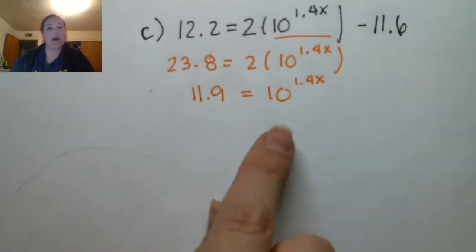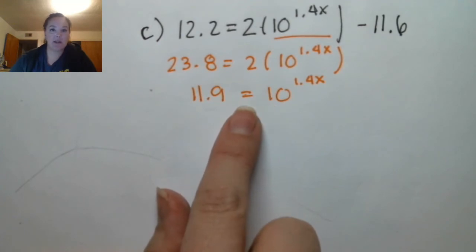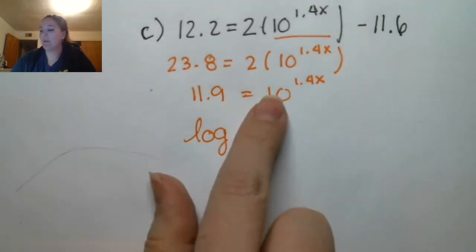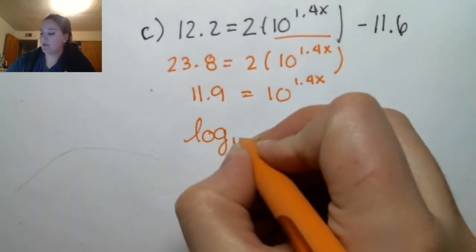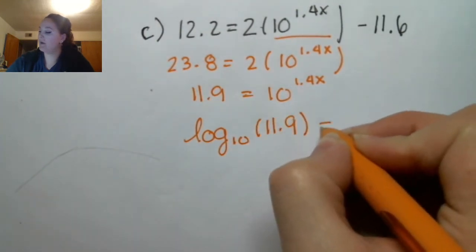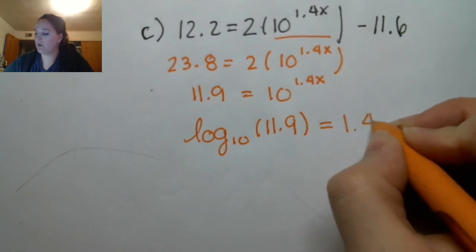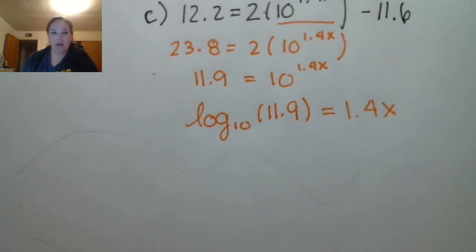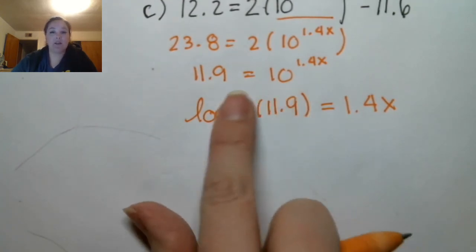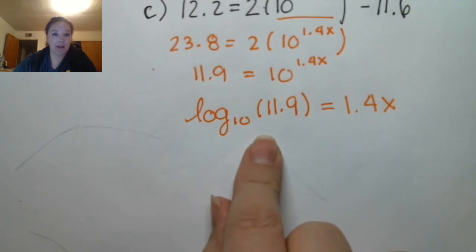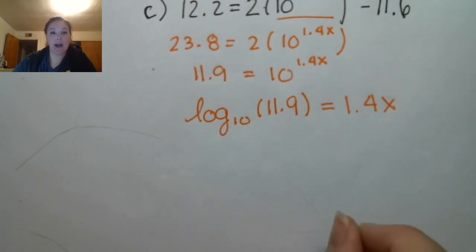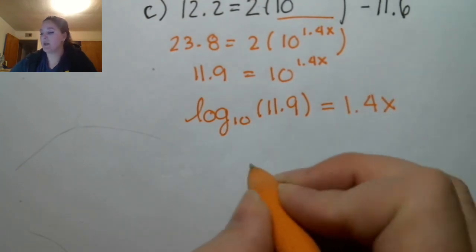Now that we have our exponential isolated, we can go ahead and change to log form. Remember that the base of the exponent becomes the base of the log. Here's my input, and my answer is 1.4x. Now 11.9 is obviously not an even power of 10, so we can't evaluate this logarithm by hand. So we're just going to leave our answer exactly like this. And our last step to solve is just to divide both sides by 1.4.